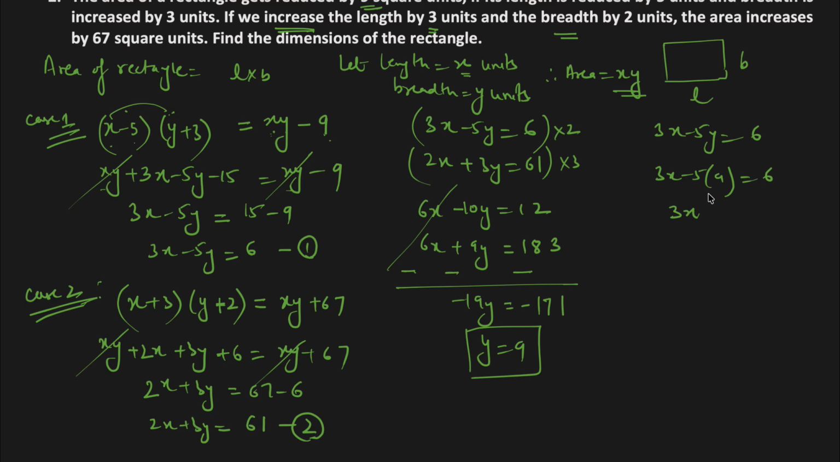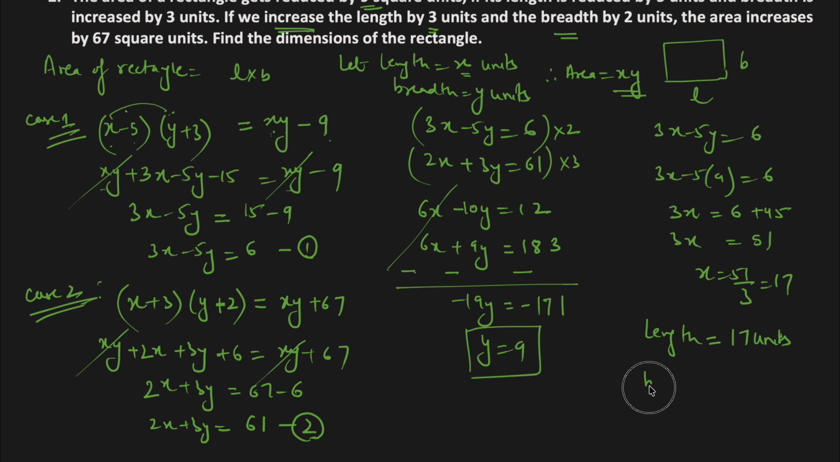So that's 3x minus 45. So it will be 6 plus 45, which is 51. So x is 51 by 3, which is 17. Okay, 17 3 is 51 hota hai. So x was what? X was the length. So length is 17 units.